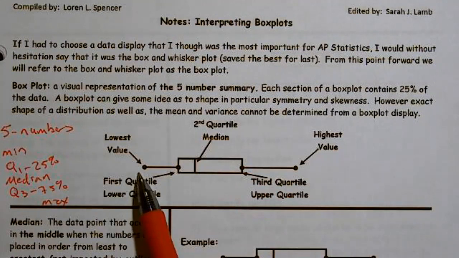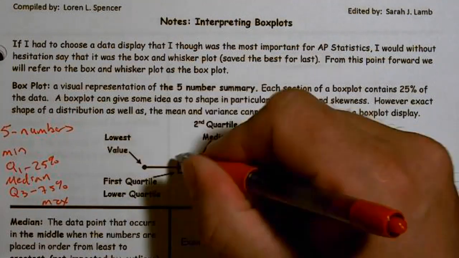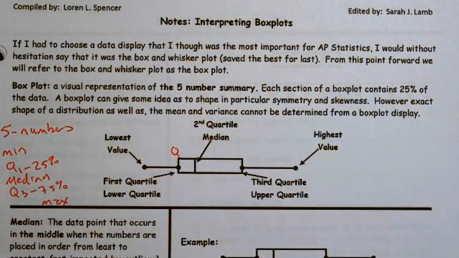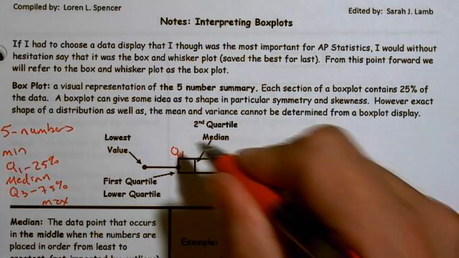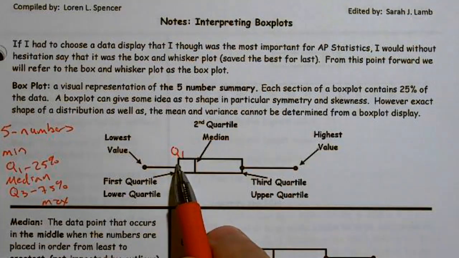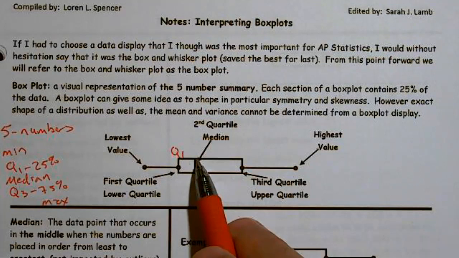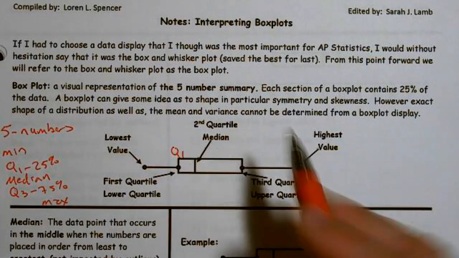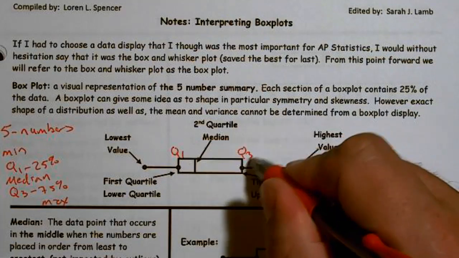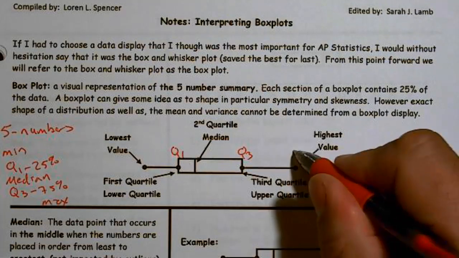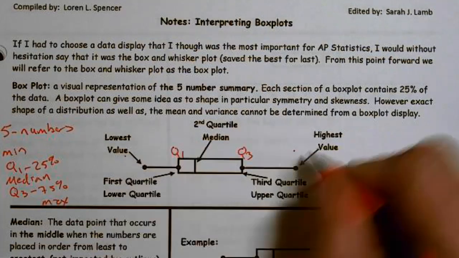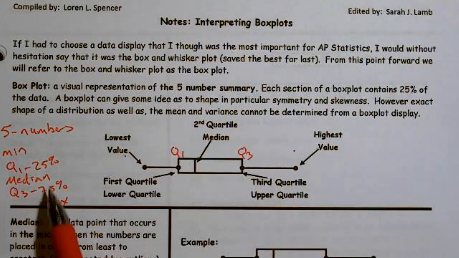Here's a minimum. This right here represents Q1, the 25th percentile, or first quarter. This is the second quarter, or the median. This is the third quartile, and this is the max value. All right, so we have a min, a Q1, a median, a Q3, and a max.